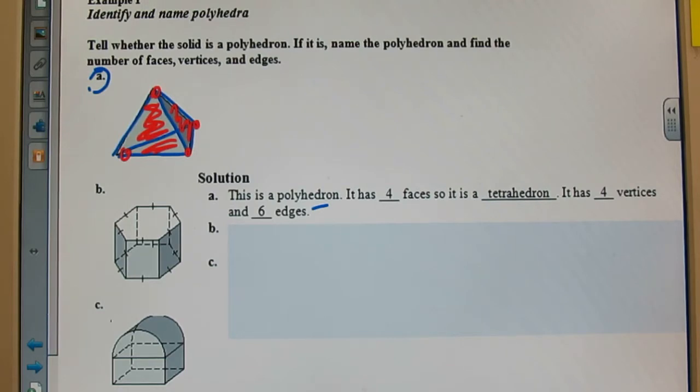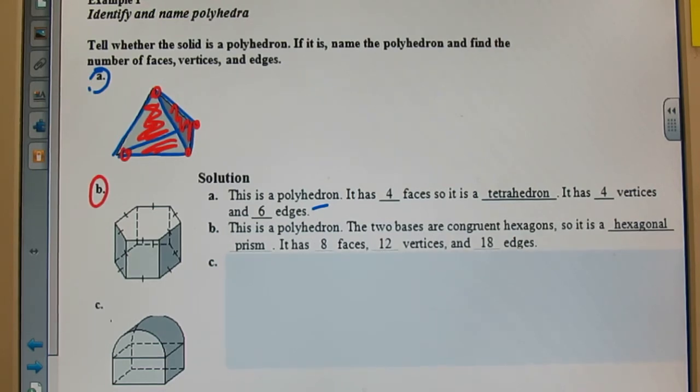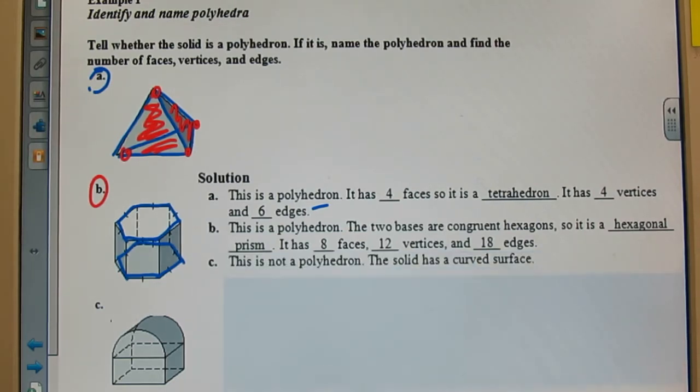Now the next one, B, is a polyhedron, and again the bases here are hexagons. Here's the other hexagon down here. They're parallel and they're congruent. This one has 8 faces, 12 vertices, and 18 edges. Now the last one is not a polyhedron because the solid has a curved side. So this one is not a polyhedron.